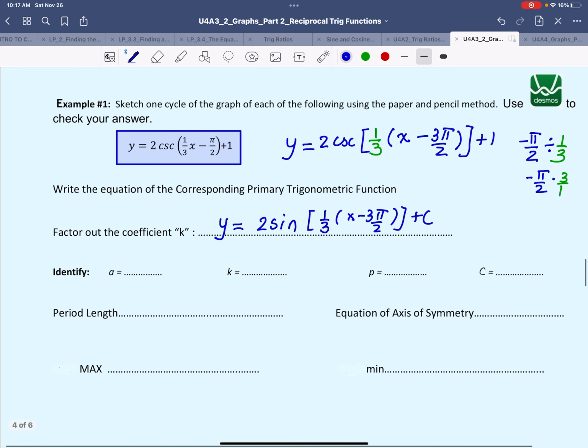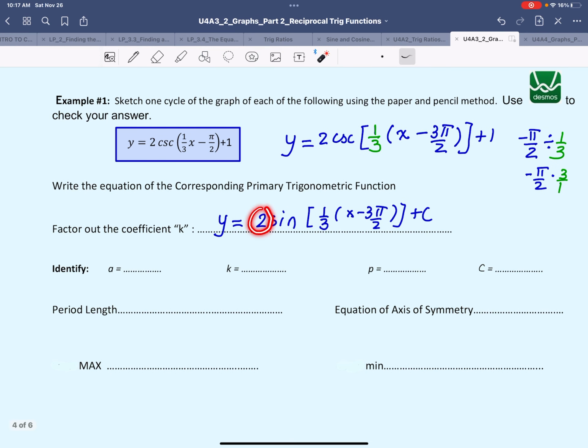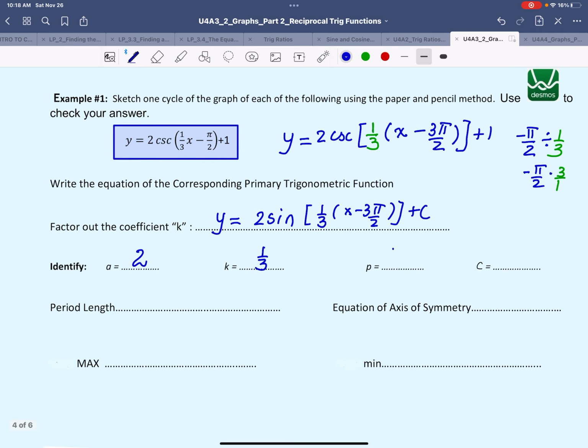So we identify the coefficients. The coefficient A is 2. The coefficient K is 1 over 3. The phase shift is whatever number we subtract from x. In our case, we're subtracting positive 3 pi over 2, so that will make the phase shift. And the value of C, which is the last number in the equation, it's plus 1. So that would be 1.